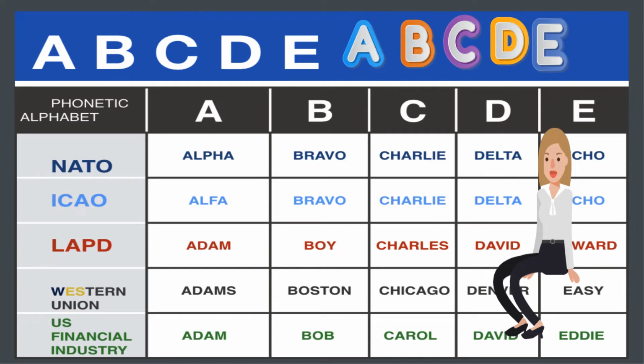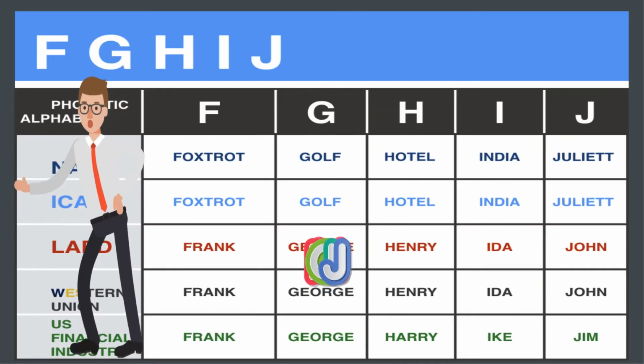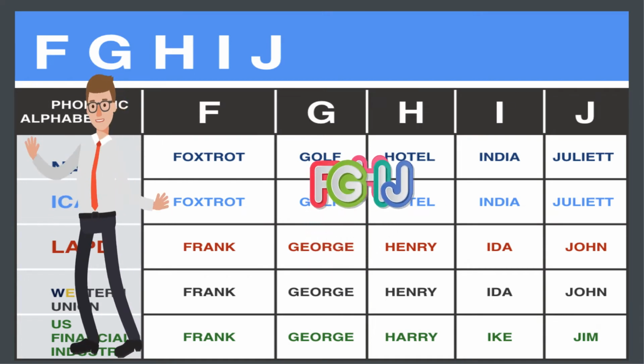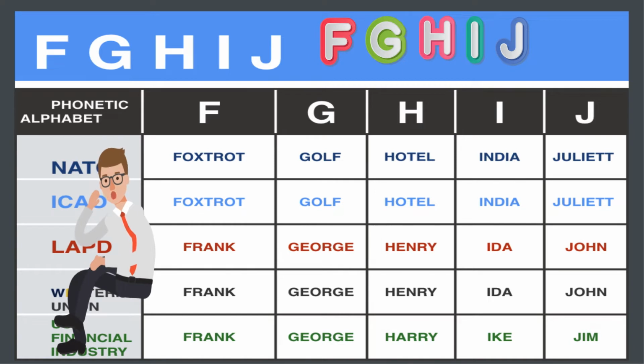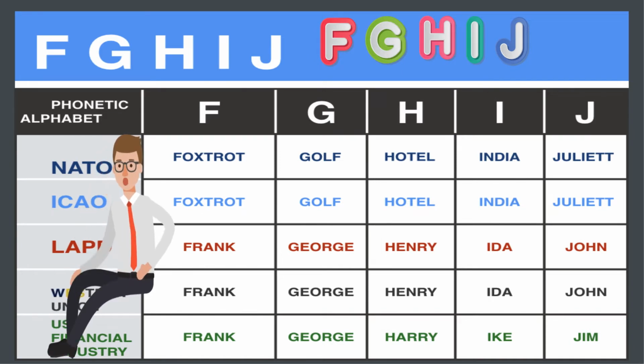Edward, easy, Eddie. Hi guys, let's get started on our review by comparison 5 phonetic alphabets. Guys, please look at the vertical column. For example, for the letter F corresponding codes is the next words: Foxtrot, Frank. For the letter G: Golf, George.